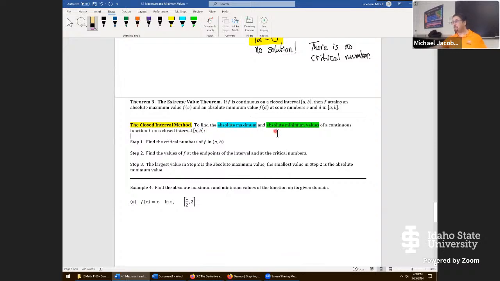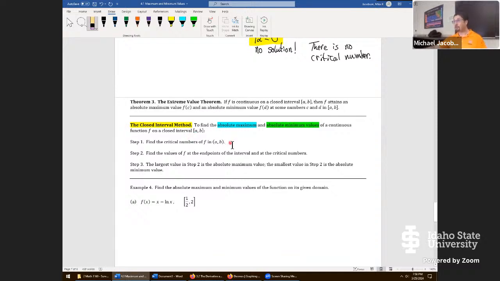To find the absolute maximum and absolute minimum values, you need a continuous function right away, and it has to be continuous on a closed interval. That's the reason I put the extreme value theorem here. That's exactly what this is saying: continuous on a closed interval. This is a really, really powerful statement when it comes to real-valued functions. If you have that, the theorem says there will be an absolute maximum and absolute minimum, and the method here just tells you how to find them now without having to graph it.